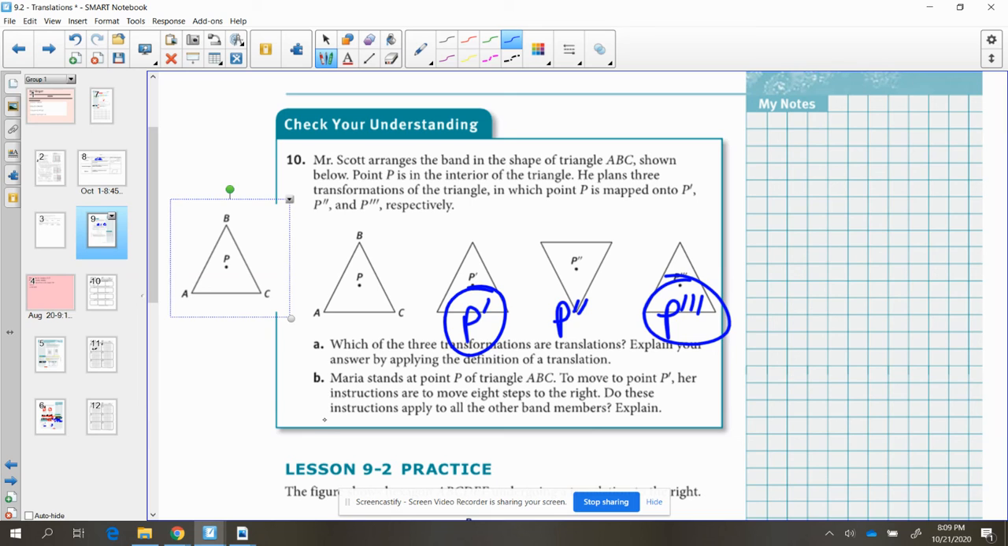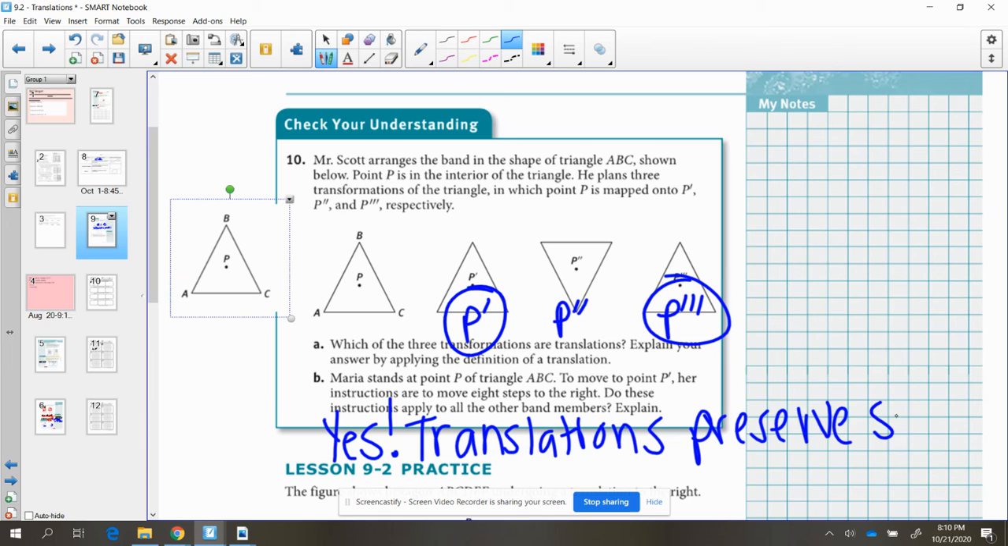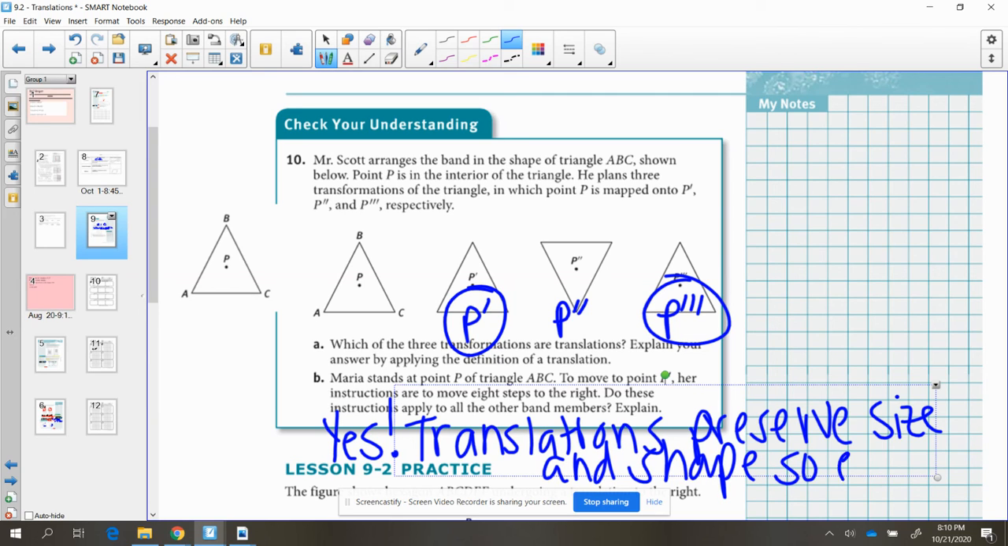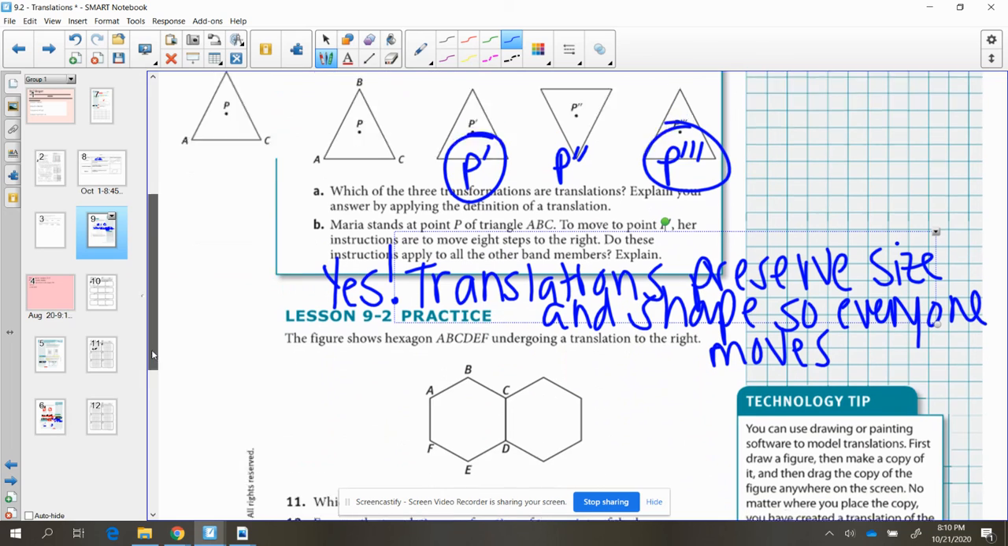Well, hopefully you said that this does in fact apply to everyone, right? Because we know that if this is a translation, it's going to be a rigid motion. So if she's just sliding to the right, translations preserve the size and the shape. So everyone must move together, right? It's a beautiful thing, right? Everyone moving together.